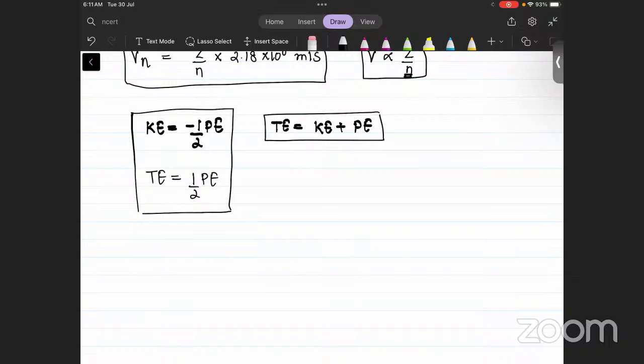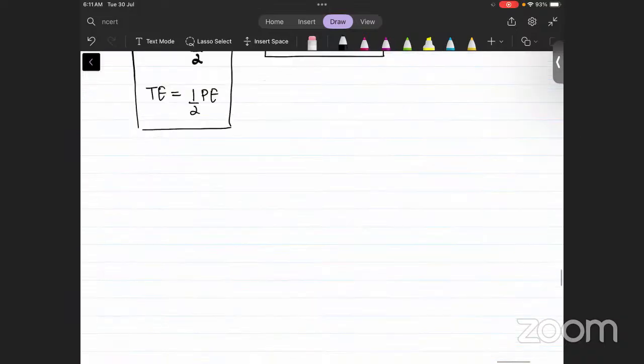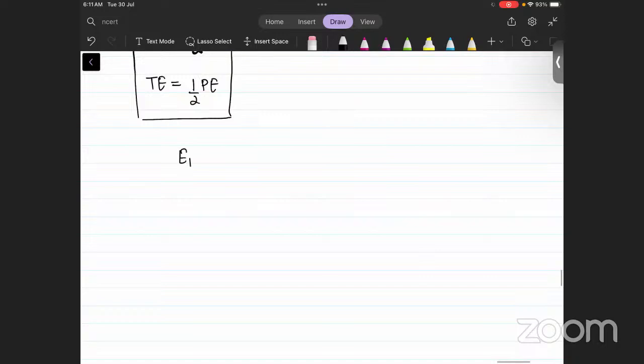Now, the other thing is, what was the formula for energy that we found? En is equal to minus 13.6 Z square over n square electron volt per atom.